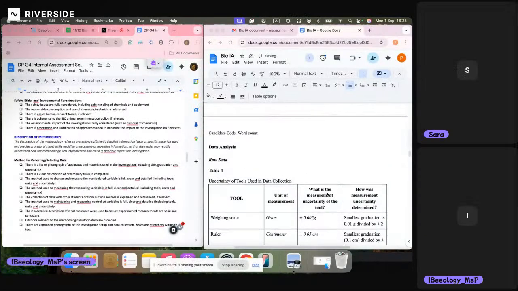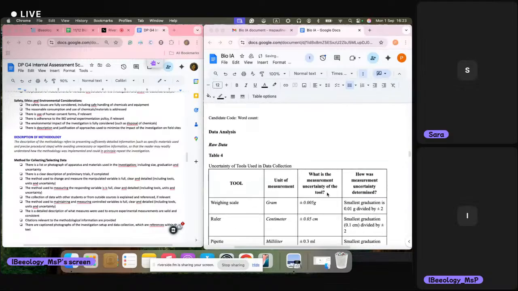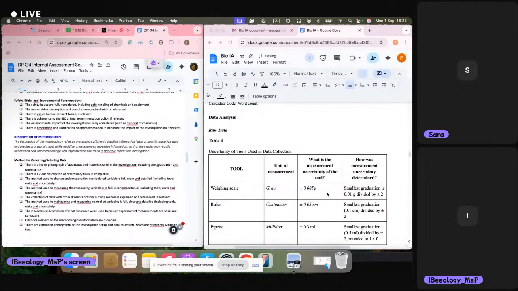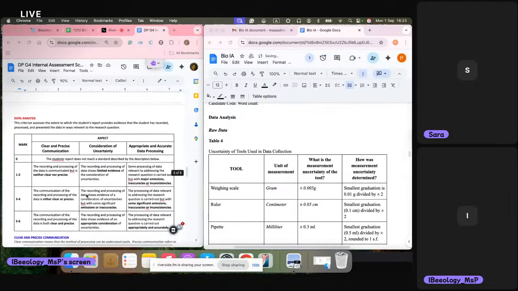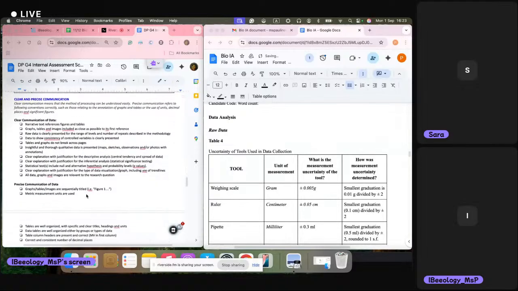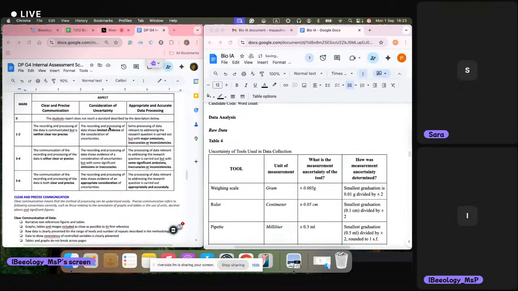All right, so data analysis part. This is your raw data table. Let's go over the data analysis and uncertainty, uncertainty tools, references, and figures and tables.